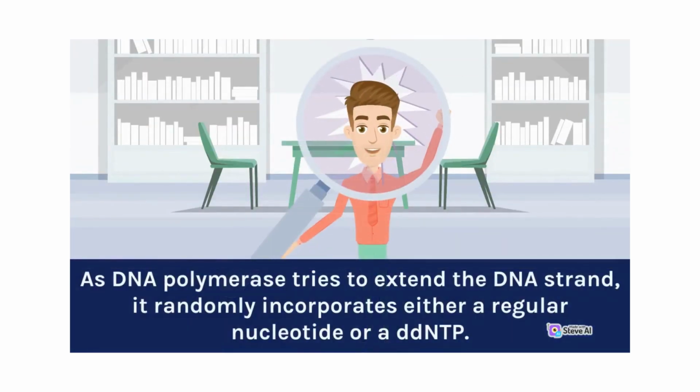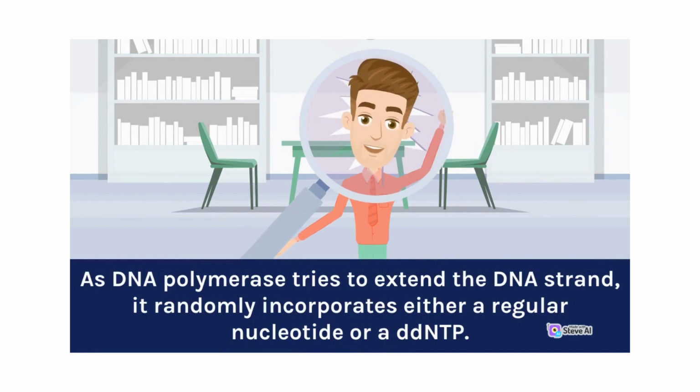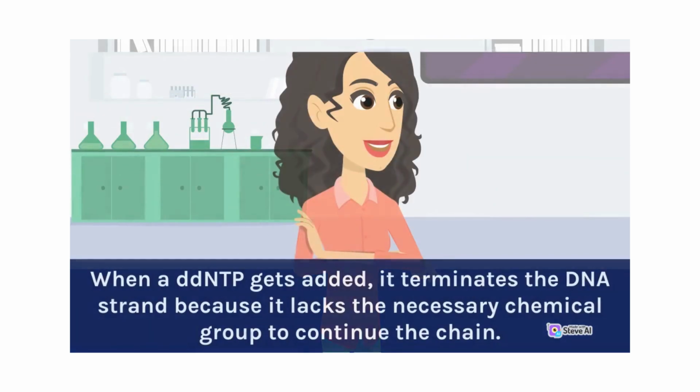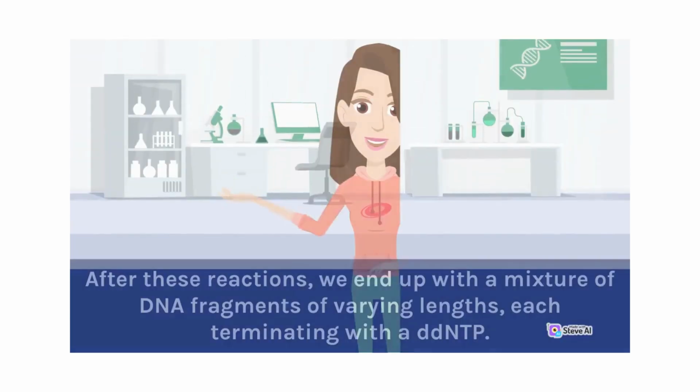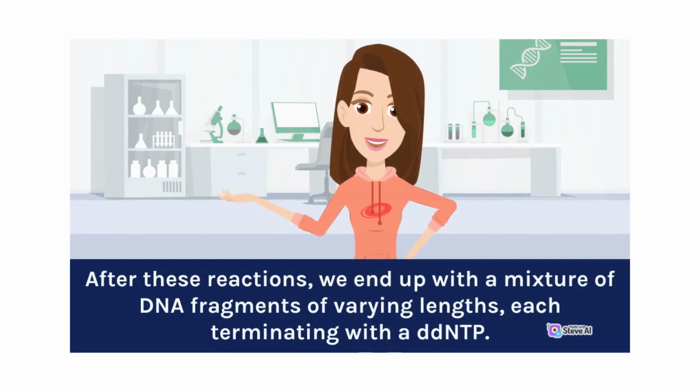As DNA polymerase tries to extend the DNA strand, it randomly incorporates either a regular nucleotide or a ddNTP. When a ddNTP gets added, it terminates the DNA strand because it lacks the necessary chemical group to continue the chain. After these reactions, we end up with a mixture of DNA fragments of varying lengths, each terminating with a ddNTP.